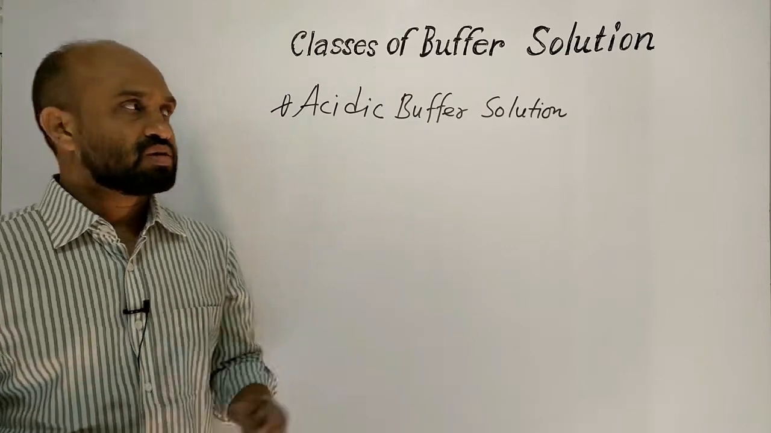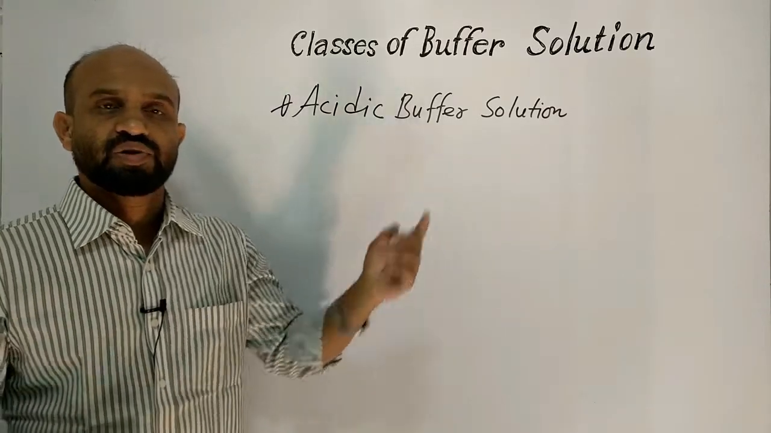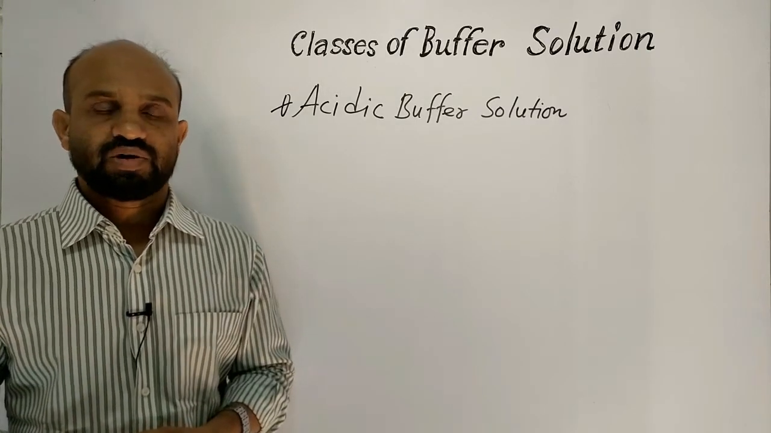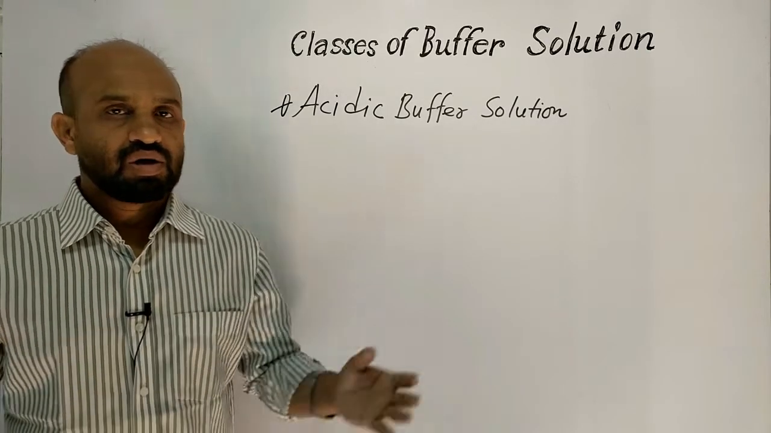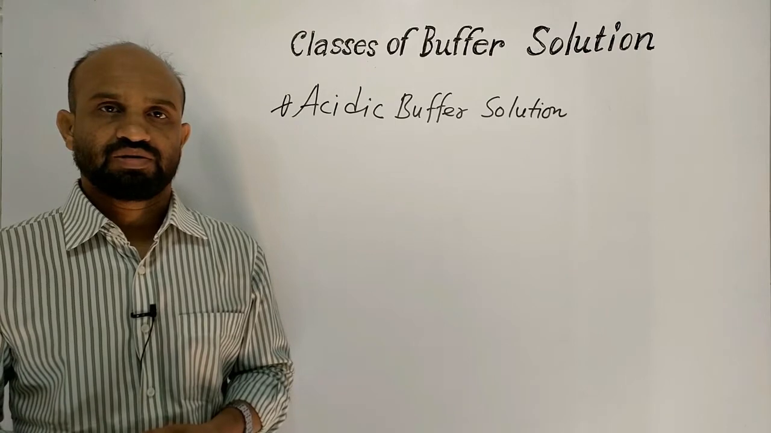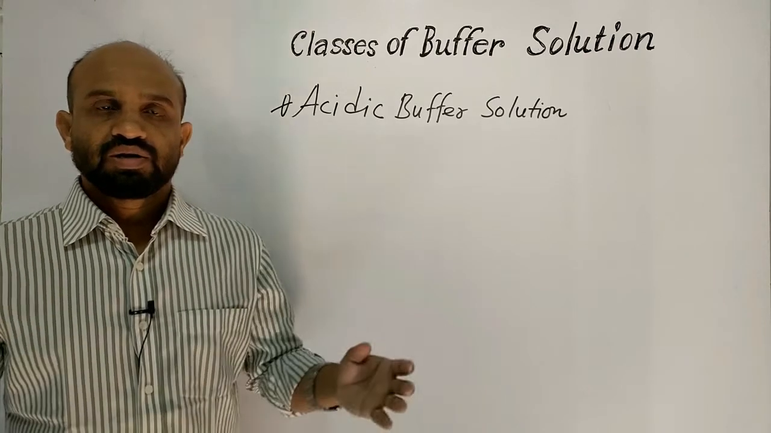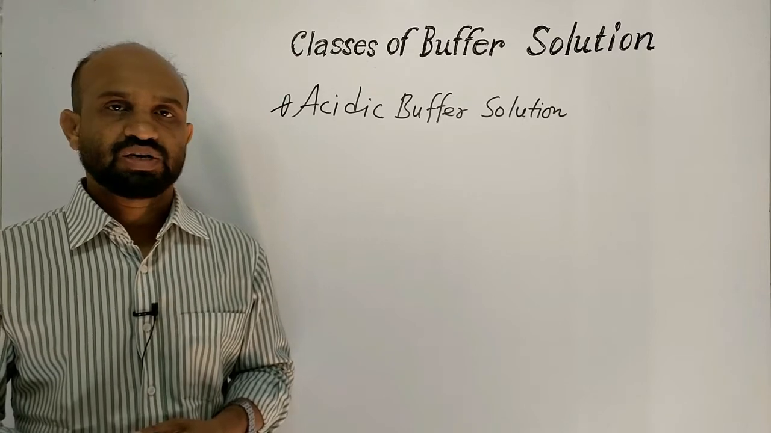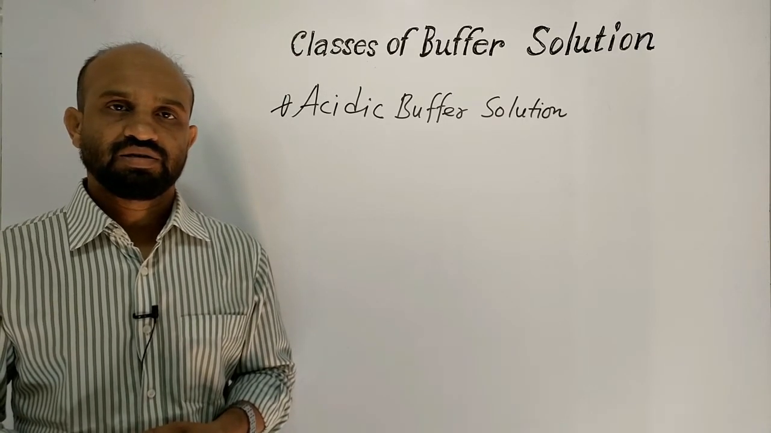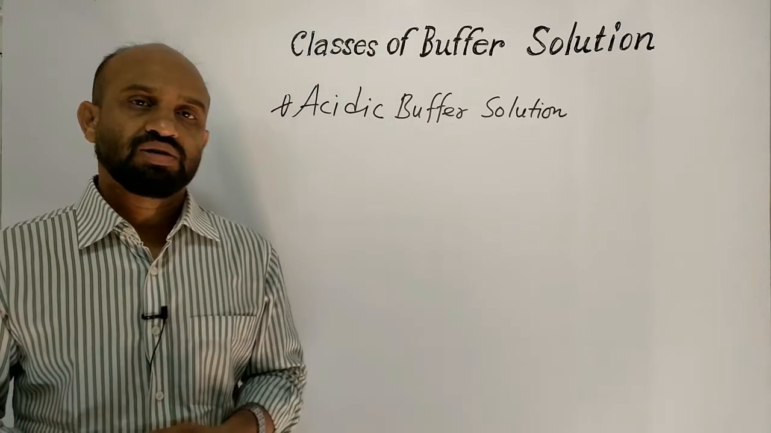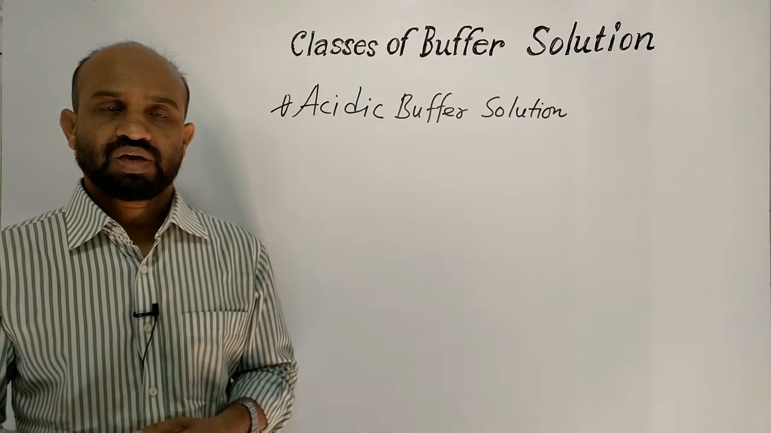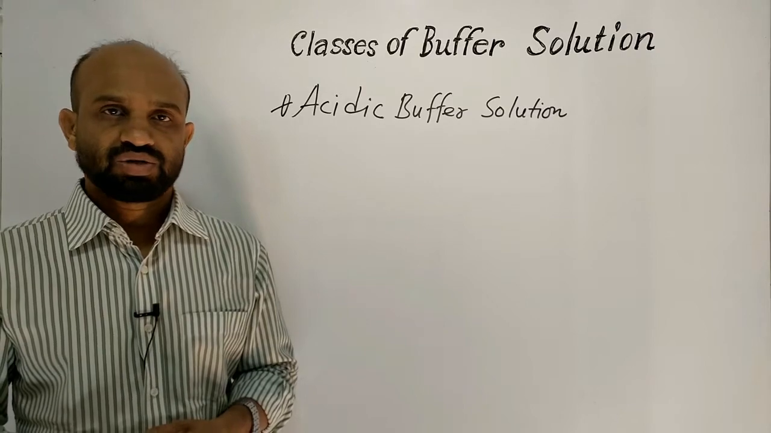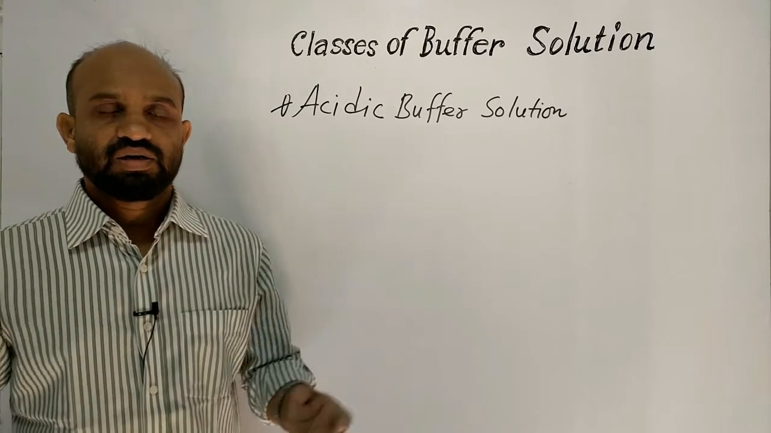Now the point is acidic buffer solution. Let's see what is acidic buffer solution and how this is prepared. First of all, let's see two solutions. One is a solution of a weak acid, acetic acid, and another one is a solution of the salt of this weak acid. That means sodium acetate.